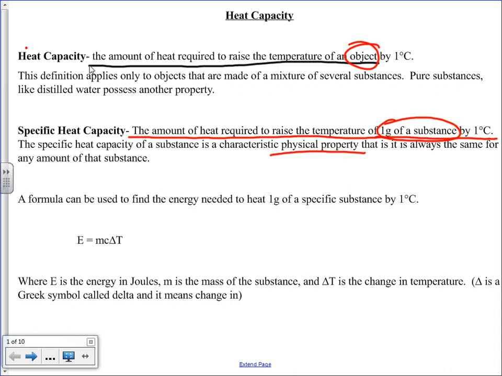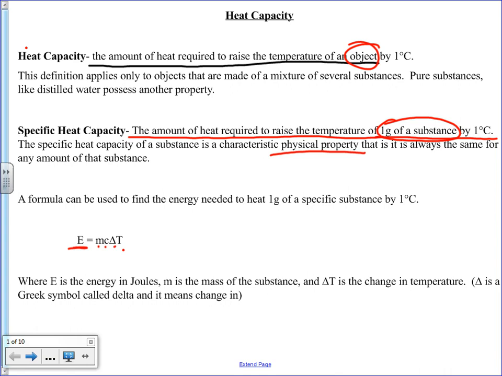Now, the formula that we use to calculate the amount of energy, that would be E, required, or heat required to raise the temperature of something, is done by multiplying the mass of the material by the specific heat capacity. That's what C stands for, capacity, multiplied by delta T. What does delta stand for? Change, right. And what's the big T? Temperature. All right. So mass times specific heat times temperature. That's going to give us energy in joules.